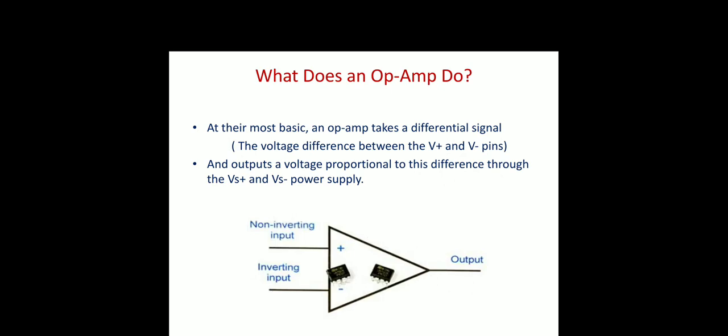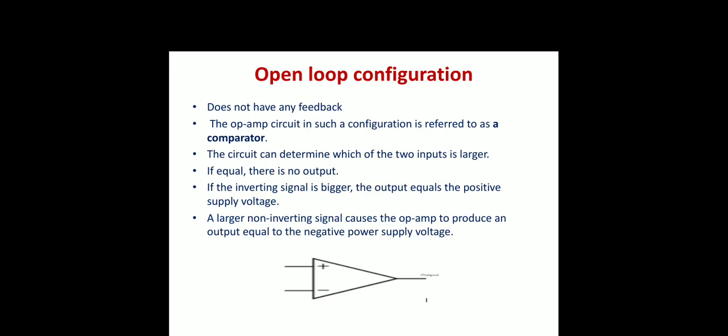So, in short, what does an op amp do? It takes a differential signal, that is voltage difference between V plus and V minus pins, and outputs a voltage proportional to this difference through Vs plus and Vs minus, that is power supply pins, that is positive and negative power supply. There are two configurations of op amp, open loop configuration and closed loop configuration.